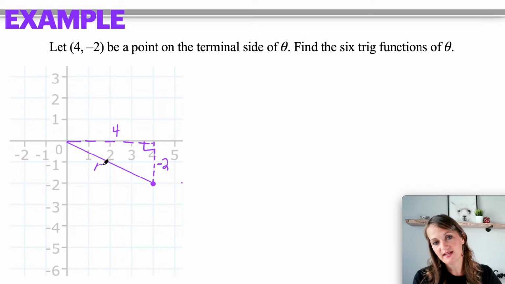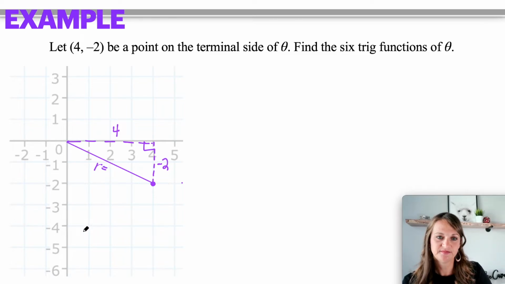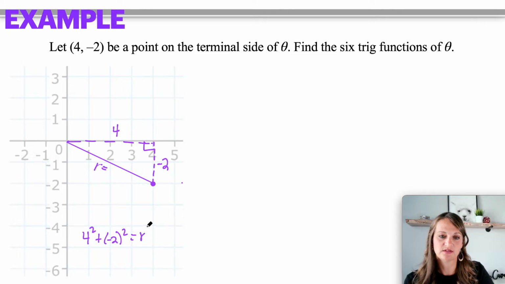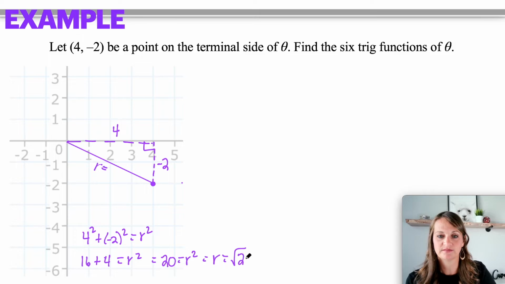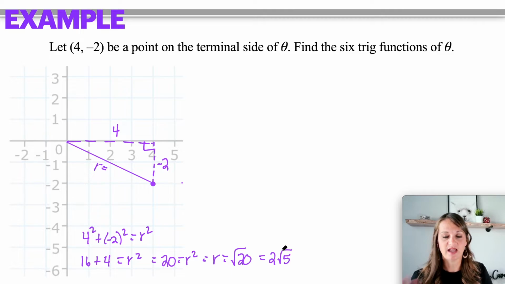First thing we need to find is r. So 4 squared plus -2 squared equals r squared. So 16 plus 4 equals r squared, which is 20 equals r squared, which therefore r equals the square root of 20. You could reduce it to be 2 square root of 5 as well. At this point, it really doesn't matter either one. So now we can find all the different trig functions.